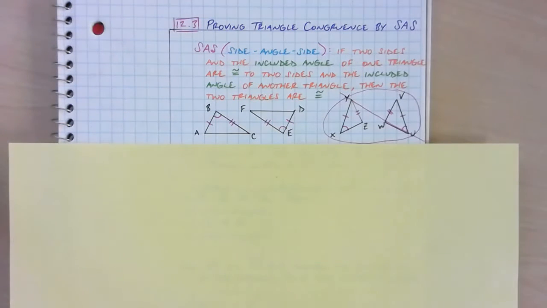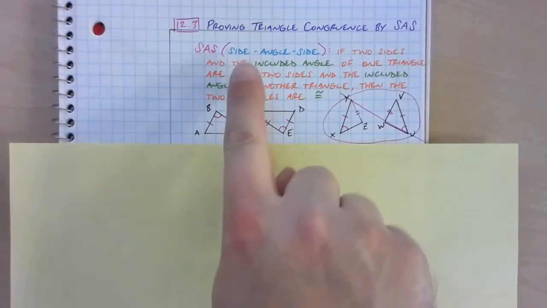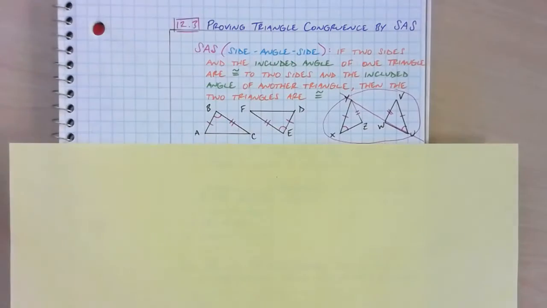All right, Chapter 12, Section 3, Proving Triangle Congruence by SAS. This is going to be the first of several acronyms that we use, little letter abbreviations of a theorem that we're going to use commonly. So SAS is just an abbreviation for side, angle, side.